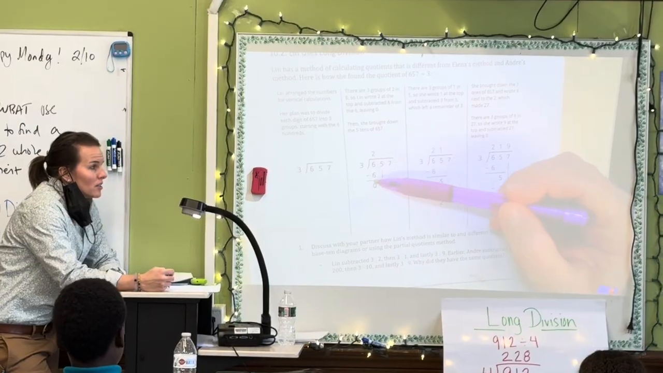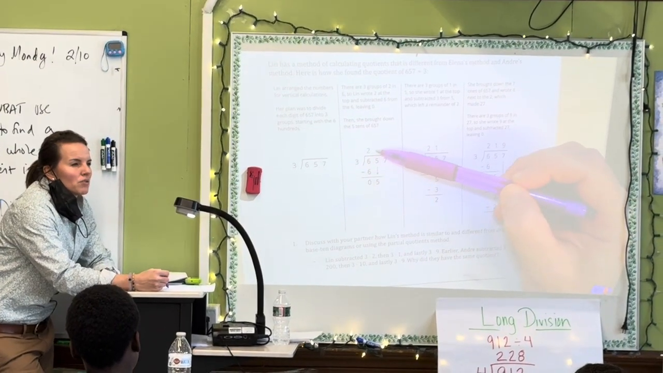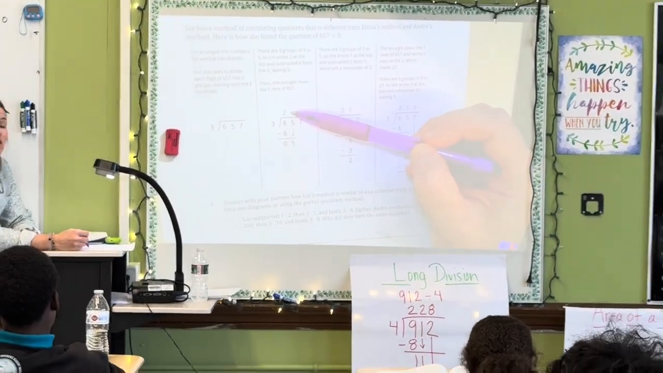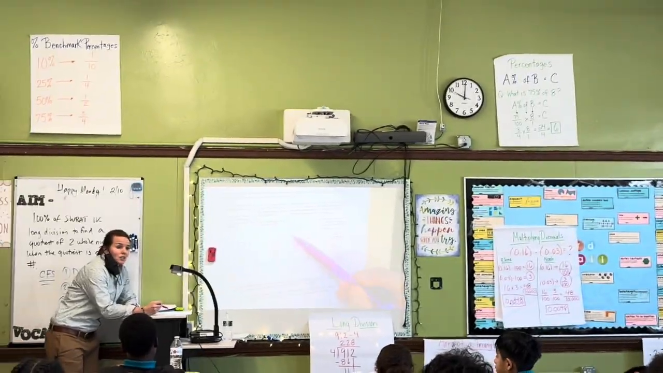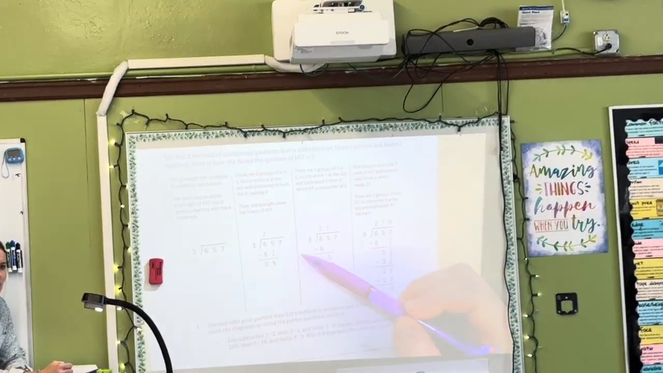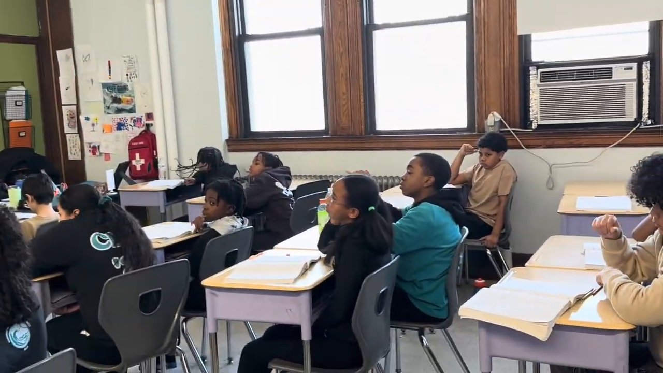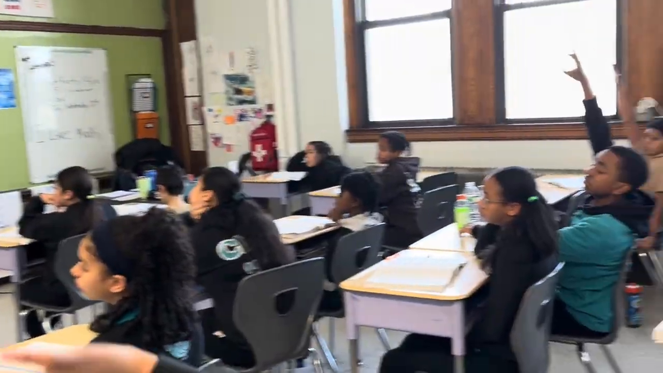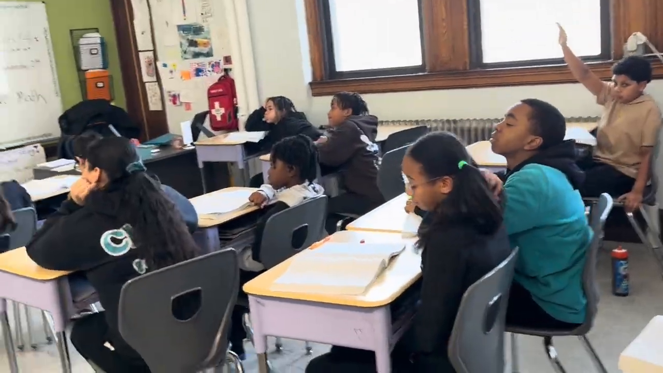Does it matter, or did it matter where she put the 2? So show me agreement or disagreement. Does it matter, Michael, where she placed the 2? Okay, I've seen a lot of agreement. Why? Why does it matter? Turn, talk to your shoulder partner. Why did it matter where she put the 2?